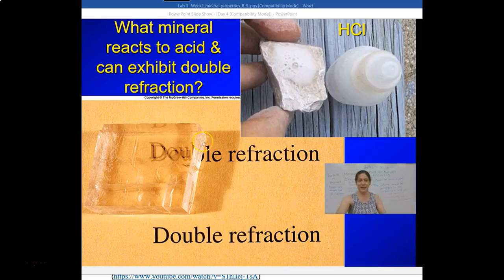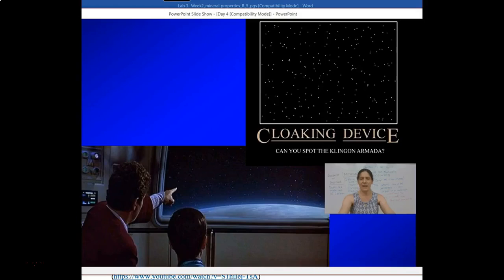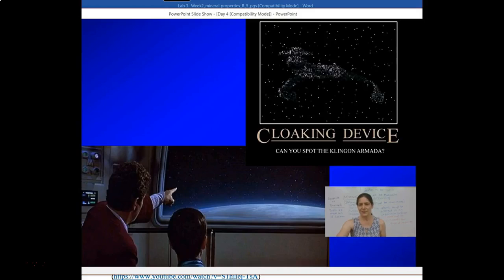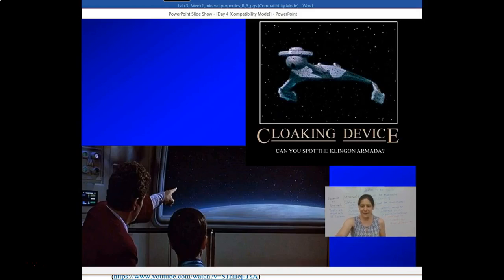And actually people have talked about trying to use that quality to create a cloaking device to hide that Klingon warship. And you're like, what? How does that work? Oh, there's my Klingon thing. It was supposed to appear. I don't know. Oh, there it is. Oh, it's because the calcite was hiding it.